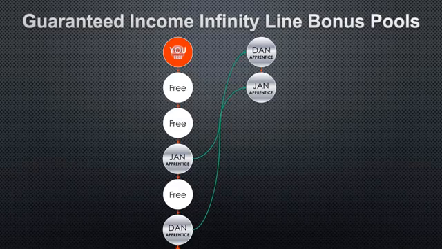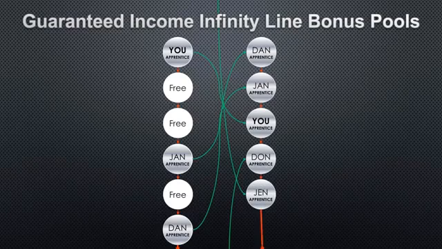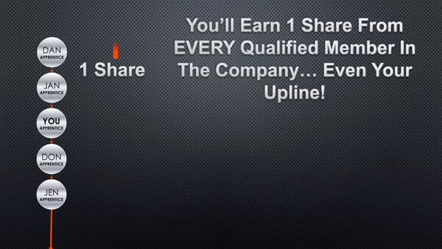It works the exact same way. Every single person in the company, whether they are above you, whether they've been in this entire time since I first thought of this product, or whether they joined 5 minutes ago, can qualify as an apprentice and move over into the apprentice infinity line. And at the point in which you qualify as an apprentice, you will move over into the apprentice infinity line and be guaranteed a check every single month for that bonus pool.